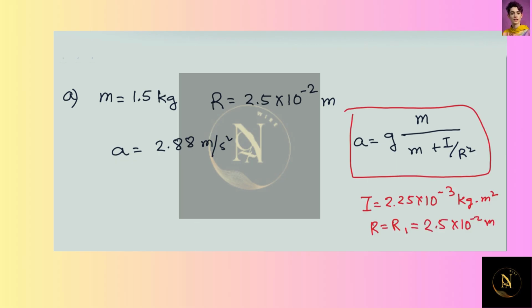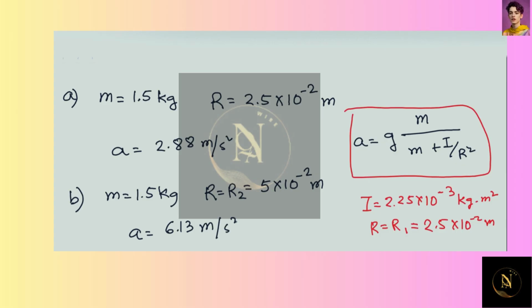Similarly, for part B, our m is again the same, but r now is r2, which is equal to 5 times 10 to the power minus 2 meters. And using that, we get a as 6.13 meters per second squared.